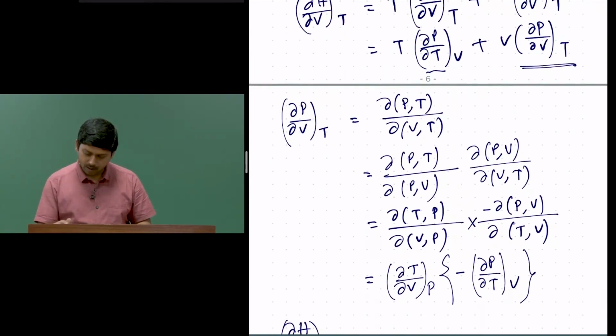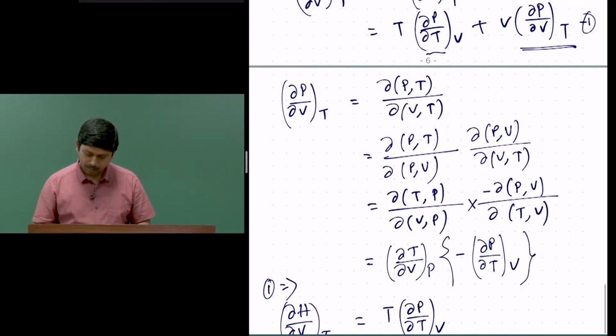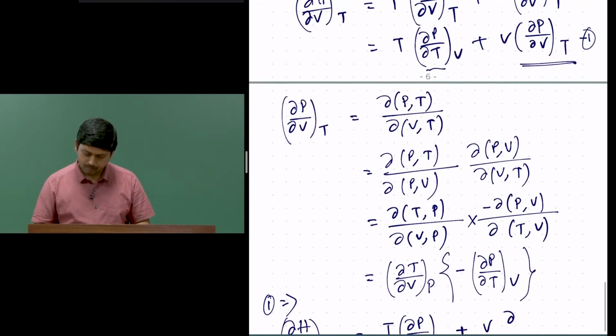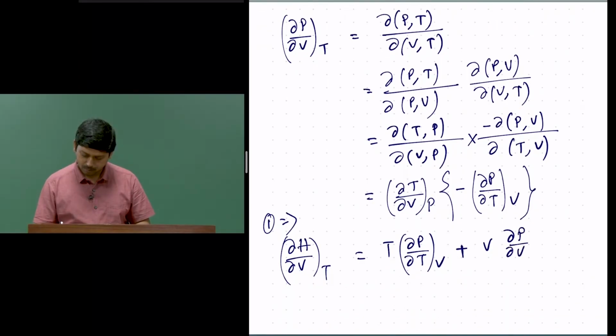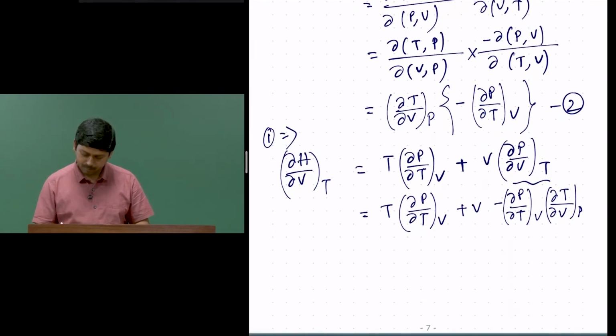equal to, actually from equation 1 we can say T del P by del T V plus V del P by del V T, which is from equation 2 will be into minus del P by del T V del T by del V P. Now, I can take del P by del T V common, going to get T minus V into del T by del V P.